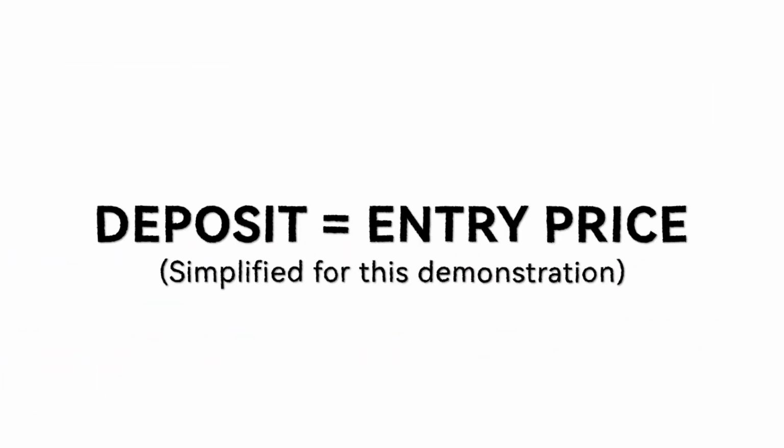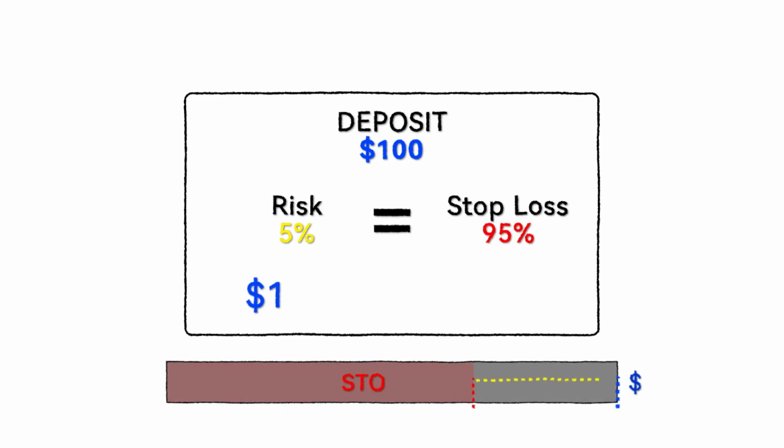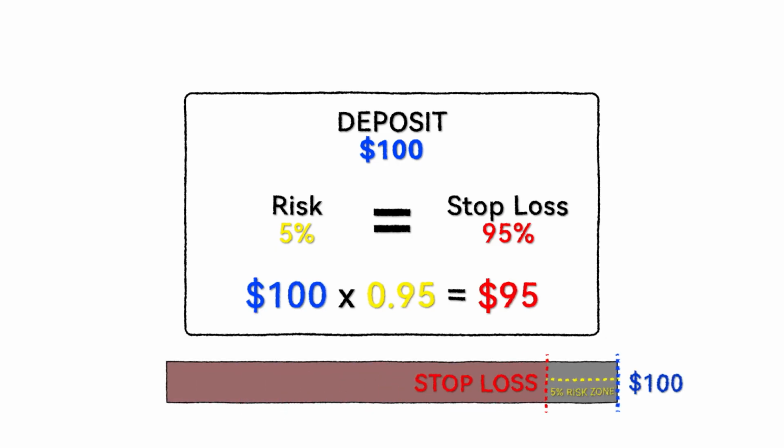Now let's compare this to the percentage method. To make the calculation easier, we assume that your deposit was the same as your entry price. If you follow a simple 5% rule, then 5% of a $100 deposit means your stop loss would be at $95. So if your entry price was at $100, you'd move your stop loss down to $95.